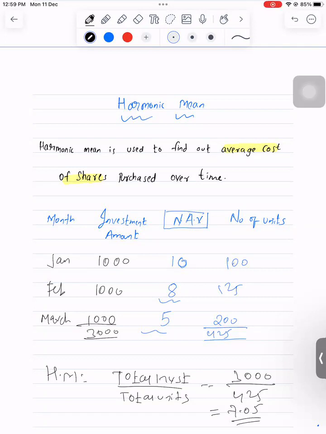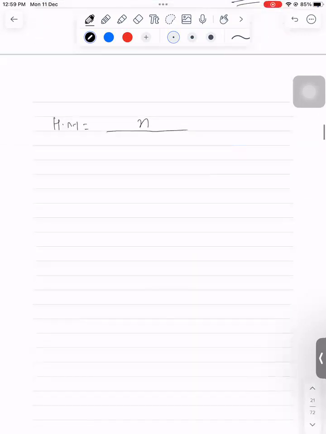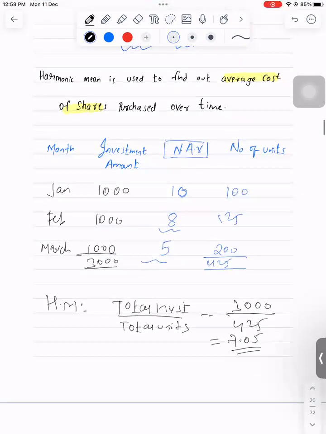Okay, now this was just for your understanding purpose. In exam, we will not solve in this way. In exam, you need to remember the shortcut formula for harmonic mean. So the harmonic mean formula starts with, in the numerator, we will write down n. N means total number of observations.